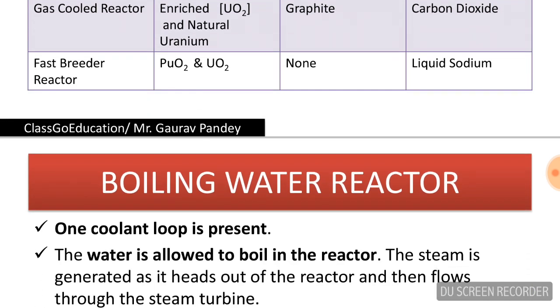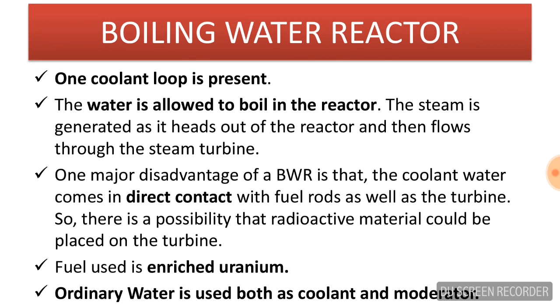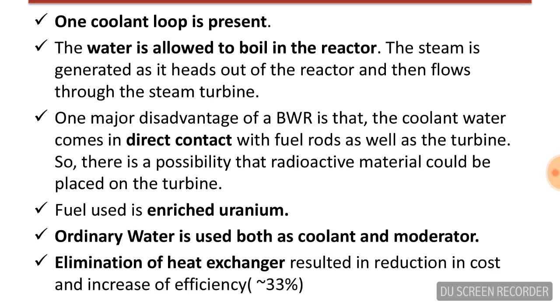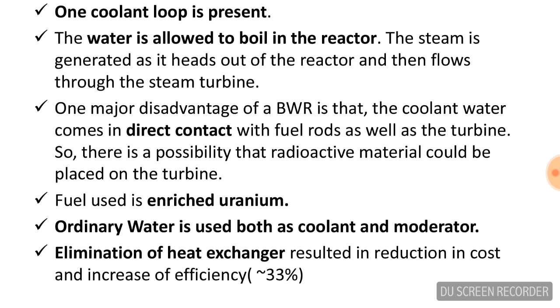Now let us move to the boiling water reactor. A few important points of the boiling water reactor are that one coolant loop is present, and the water is allowed to boil in the reactor itself. So there is a problem of direct contact, which can result in contamination with the radioactive material. The fuel used here is enriched uranium, and ordinary water is used both as coolant and moderator. One advantage of the boiling water reactor is that the elimination of the heat chamber results in reduction in cost and increase of efficiency. So these are the points of the boiling water reactor.